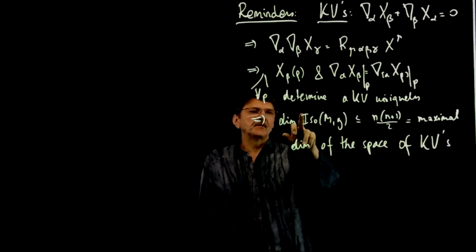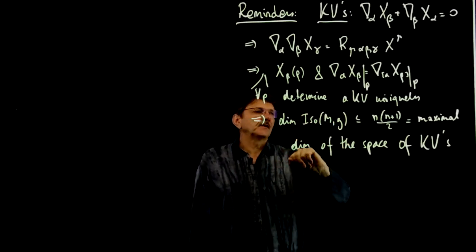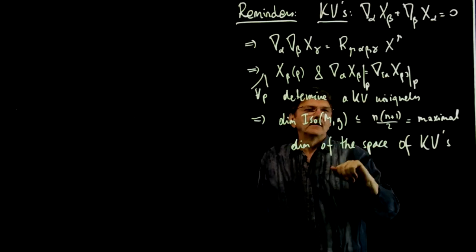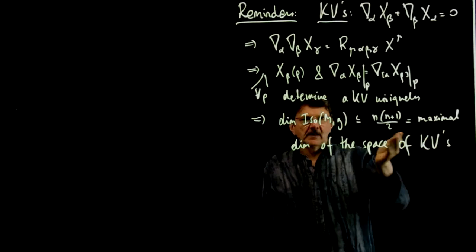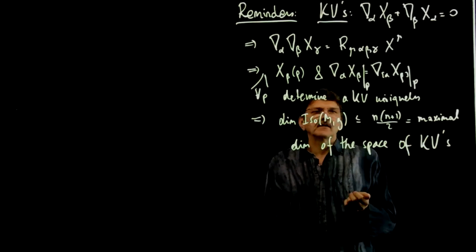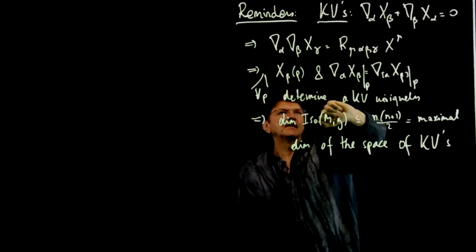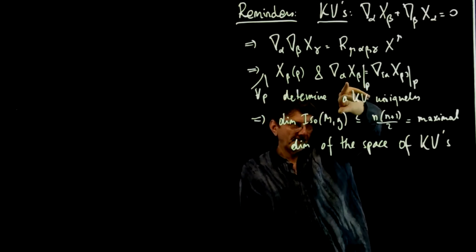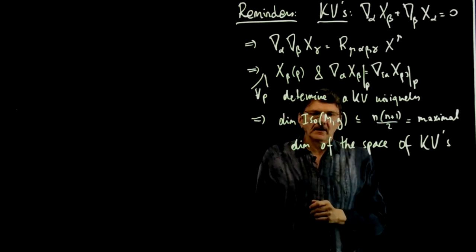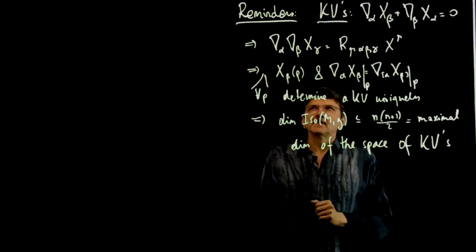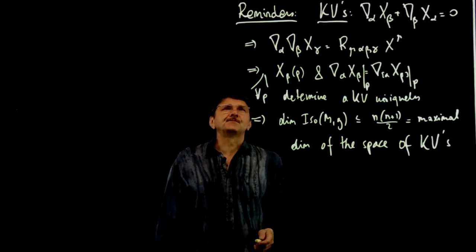So the dimension of the group of isometries of a manifold is smaller than the maximal dimension of the space of killing vectors. And by just counting how many independent values of the vector at P and anti-symmetric matrices at P I have, we get this upper bound here. So this is where we stopped last time.